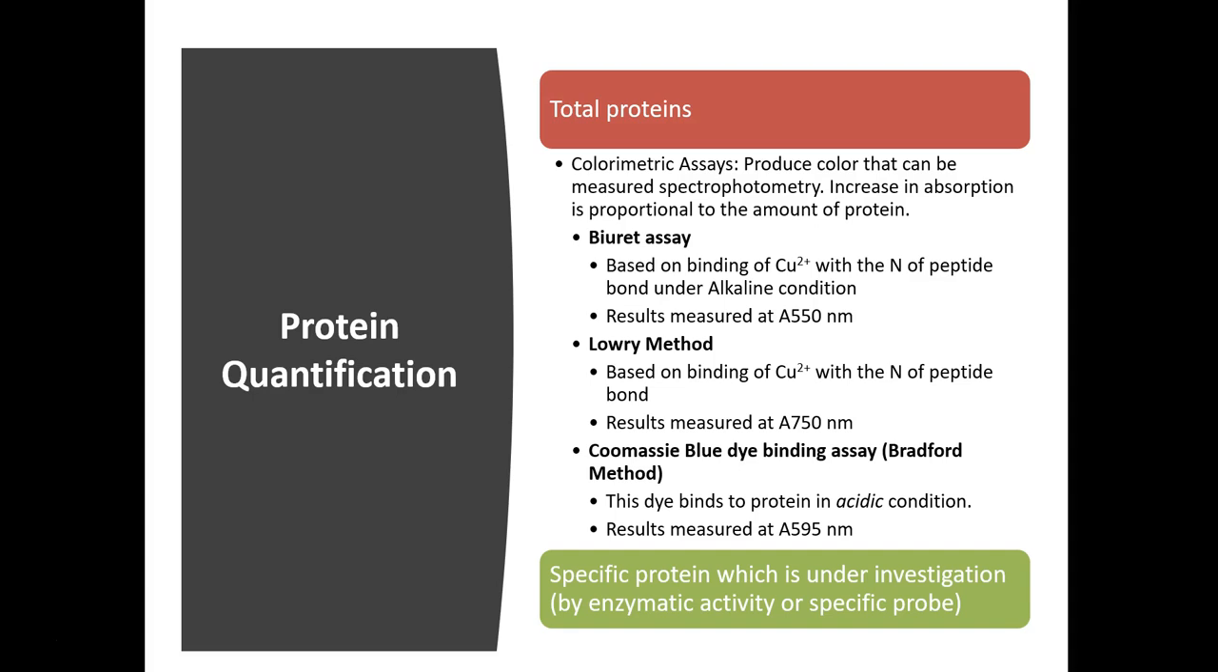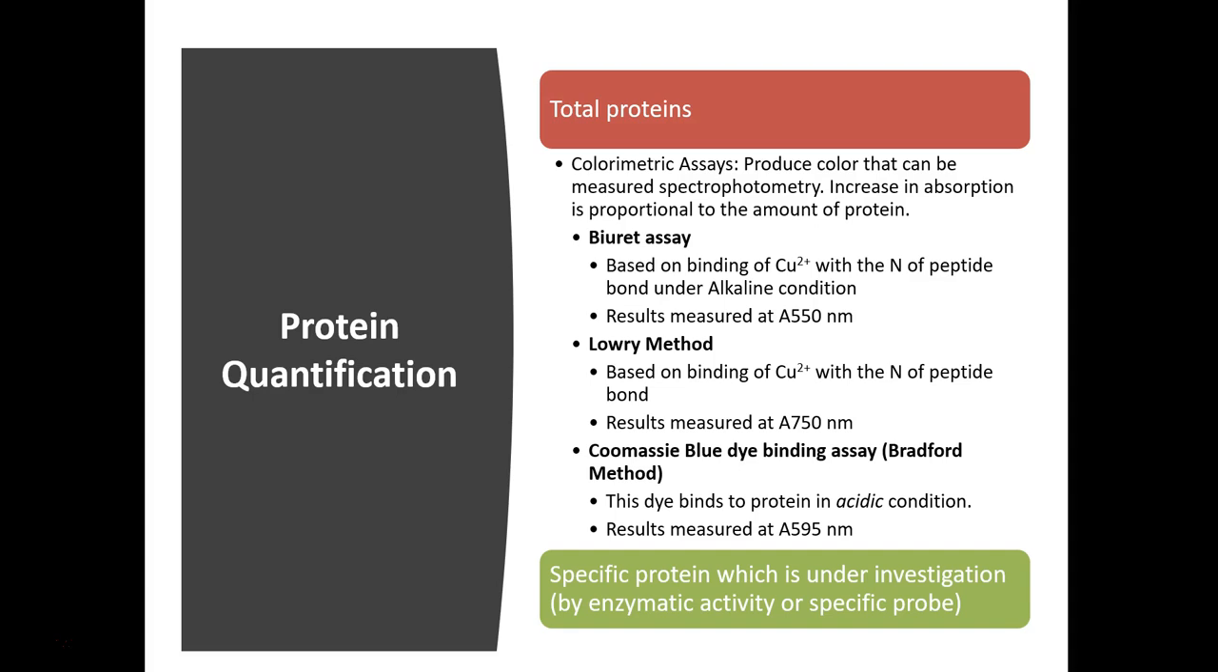A much quicker approach is to use a Coomassie blue dye binding assay. This is also called the Bradford method. In this case, the dye binds to our proteins under acidic conditions, and it changes the color from a dirty brown to a blue, and you can look at the amount of blue by looking at absorbance at 595 nanometers and then quantify it that way. So when we do it this way, you can look at the protein very cleanly and you can quantify it.